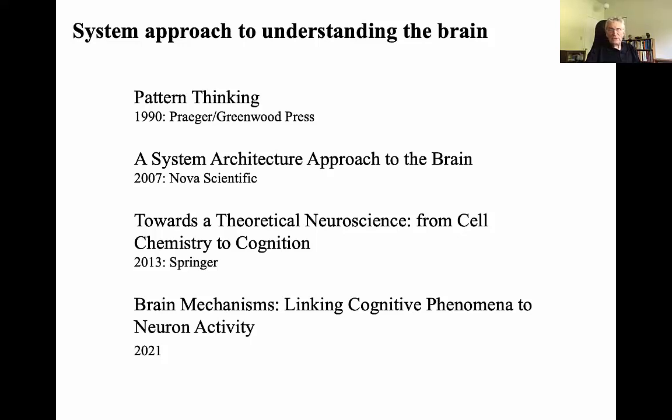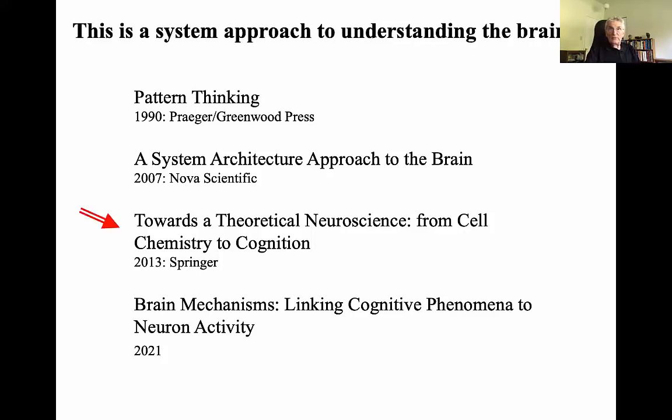I published a number of papers on this approach, but really a book is needed to give the complete system picture. And these are the 4 books I published as the approach is developed. This one is an academic monograph with all sorts of references to the neuroscience literature, and it's the textbook for a course I teach. And this is an attempt to describe the system ideas in a more accessible way that's going to be published in the next couple of months.